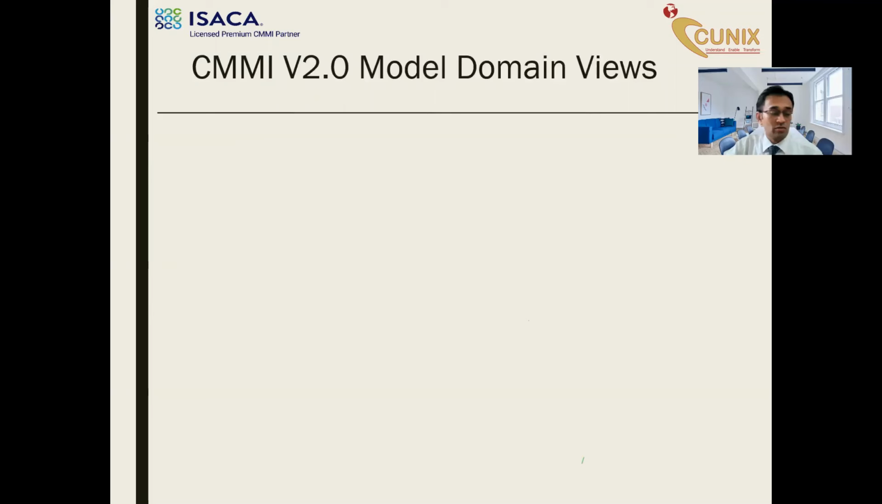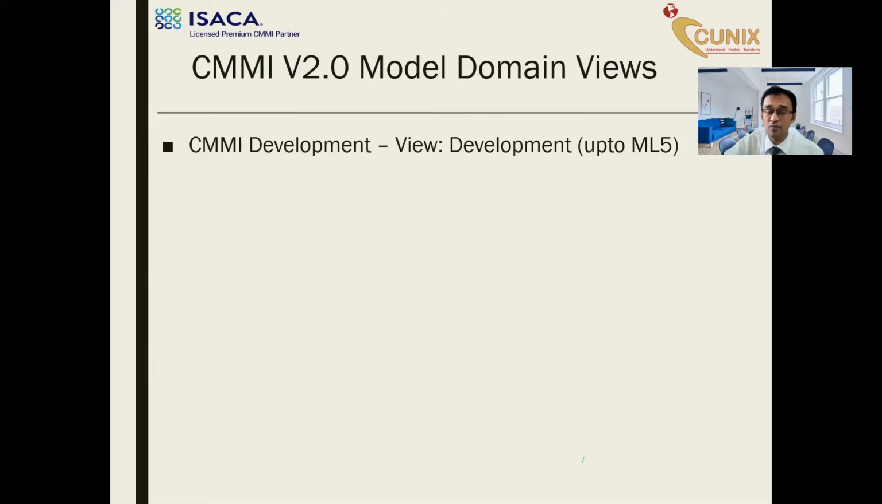Let's also talk about some domain views, because I told you that there are views available. But depending on the view, there's a limit. For example, in certain views, you can only target up to level 3, and in certain views, you can target up to level 5. So let's have a look at that. Development with development will go up to maturity level 5. ML means maturity level.